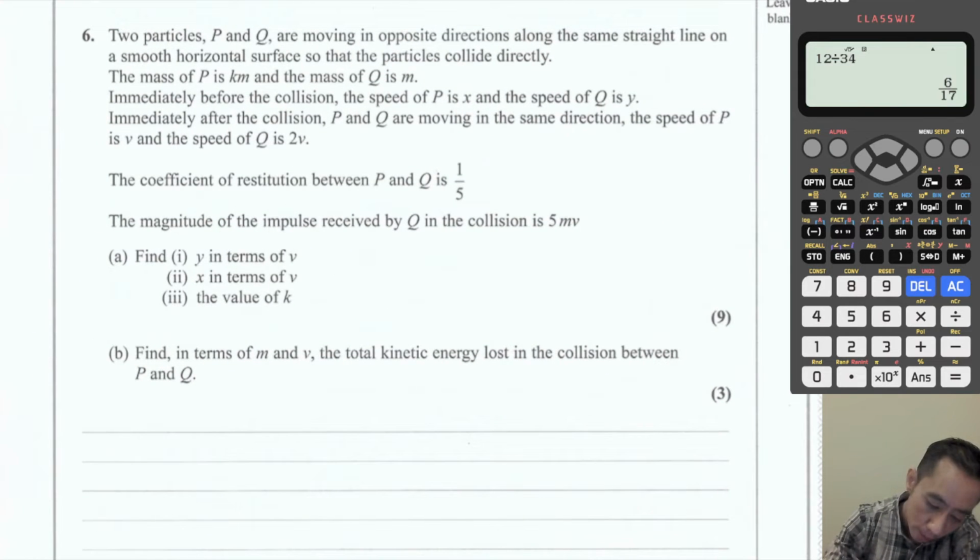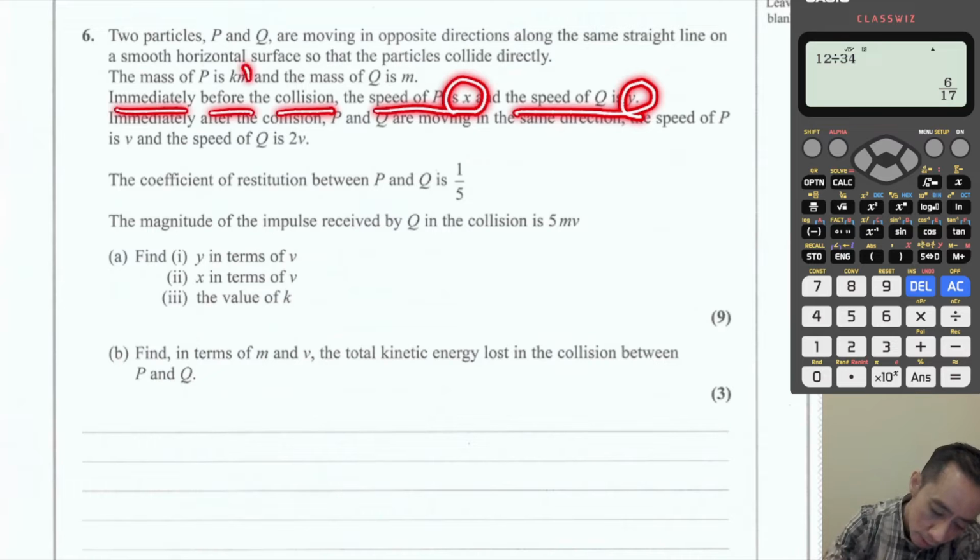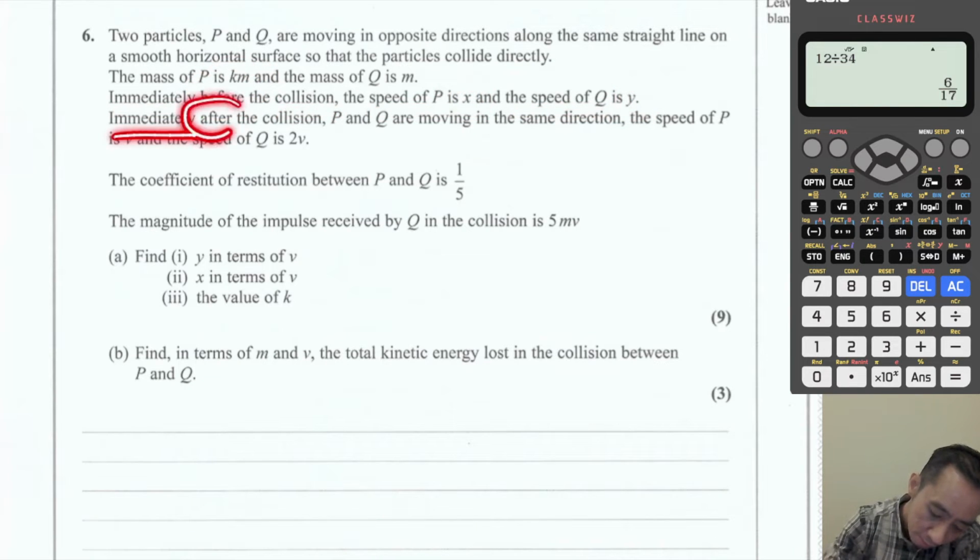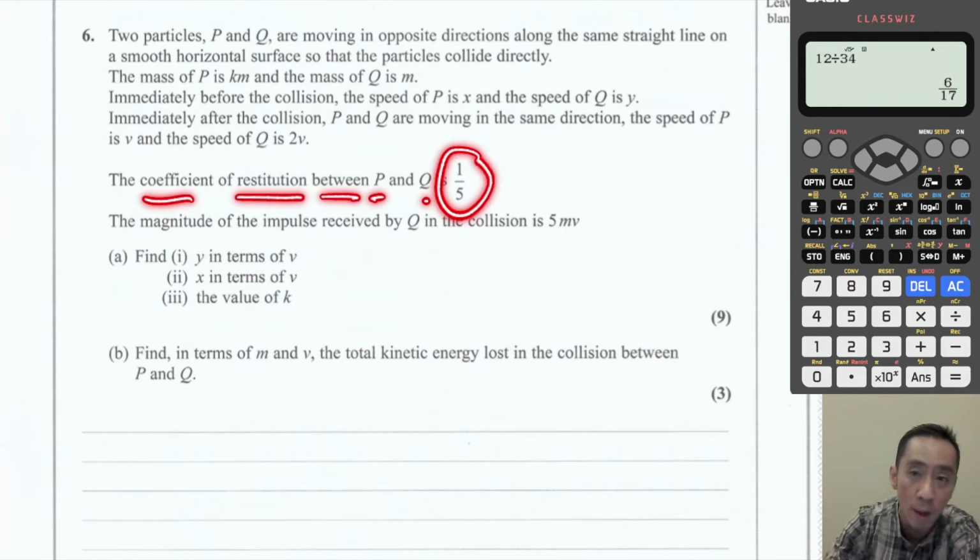Question 6. Two particles P and Q are moving in opposite directions along a straight line, and then they meet directly, colliding directly. The mass of P is km, and the mass of Q is m. Immediately before the collision, the speed of P is x and the speed of Q is y. After, P and Q move in the same direction, where P is v and Q is 2v. The coefficient of restitution between P and Q is 1/5.